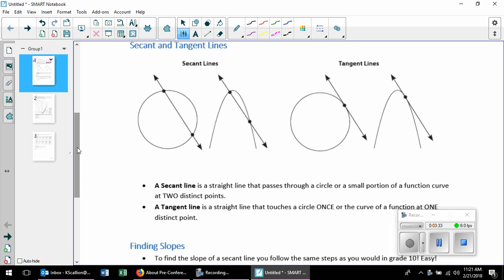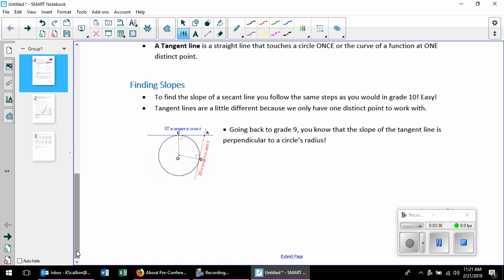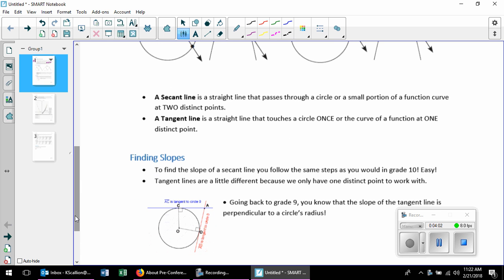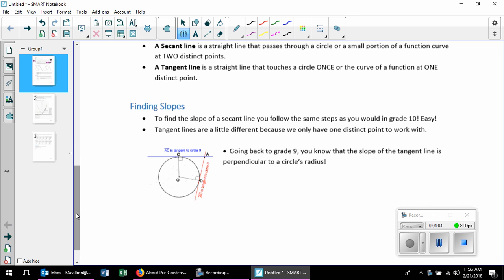All right, this goes back to grade 9. This is what none of your grade 9 teachers taught you, but we probably should have. It only shows up in calculus. Okay, find the slope of a secant line. Nice and easy. How come secant lines are nice and easy to find the slope? You got 2 points. Very hard to find the slope with only 1 point. Secant lines, nice and easy. You got 2 points. You do your grade 10. Life's good. Bless you. Tangent lines, a little bit different because we only have that 1 point.